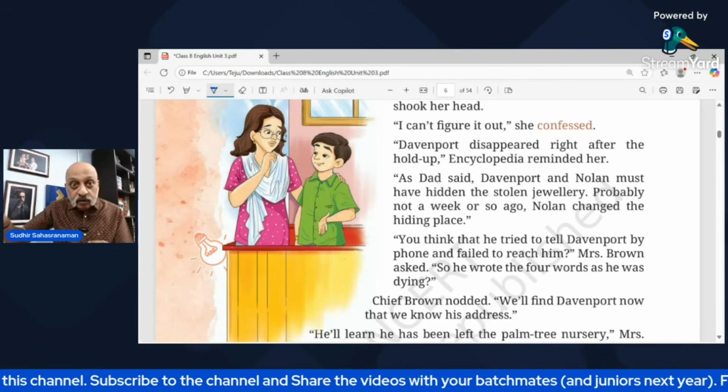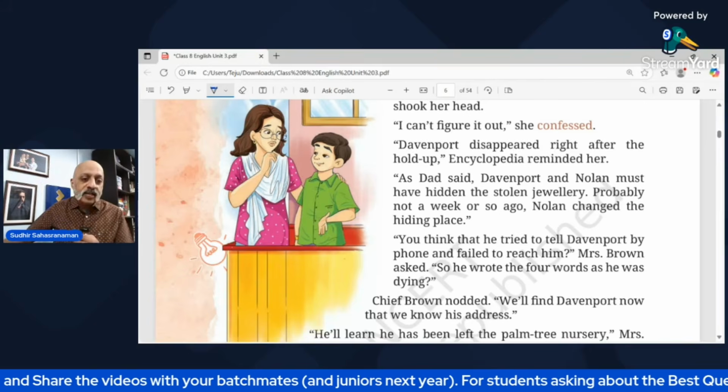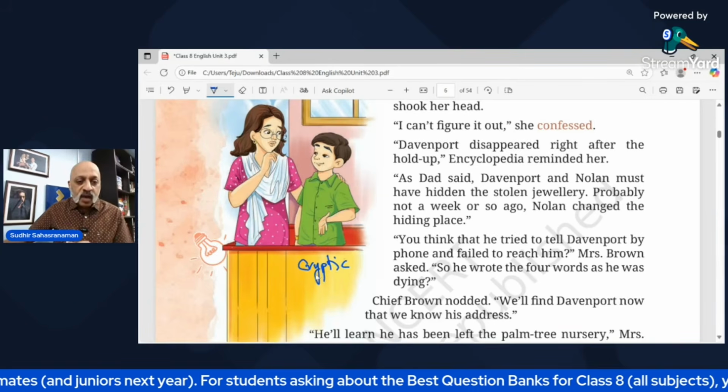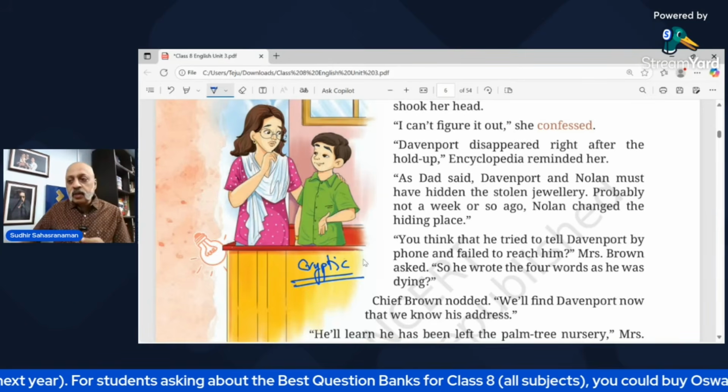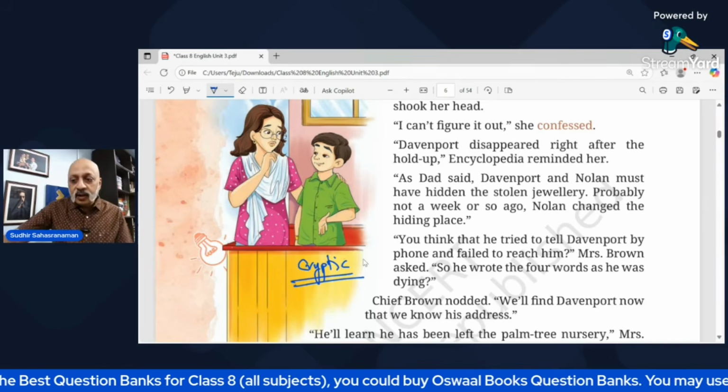And in this particular, very cryptic is a good word that you should use in your answers. Means something which is full of mystery. CRYPTIC. Cryptic means something which is not very clear.